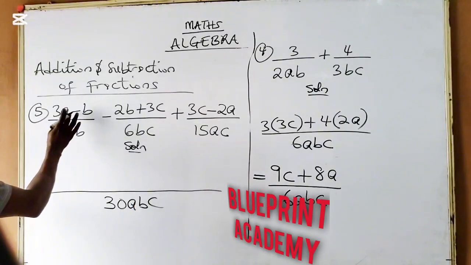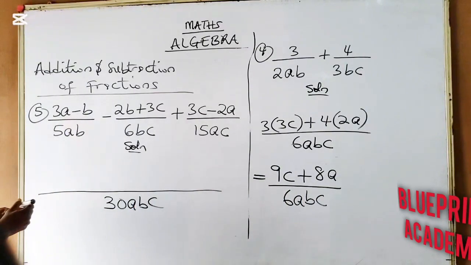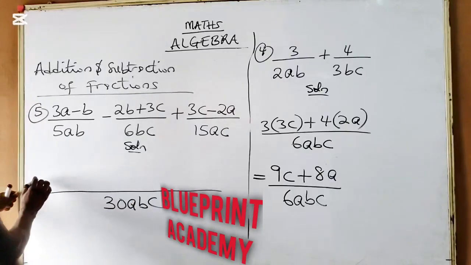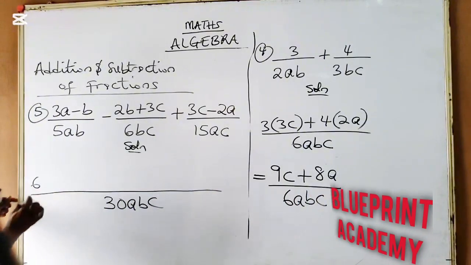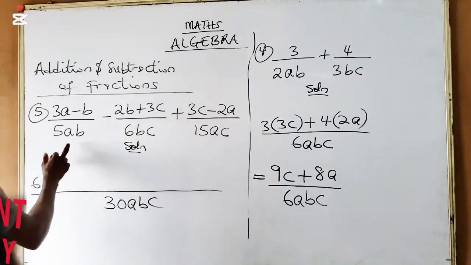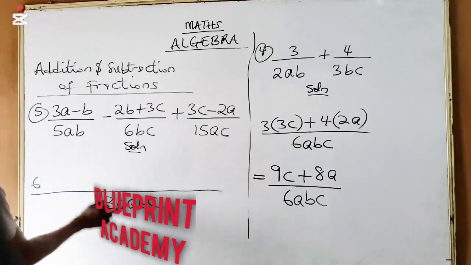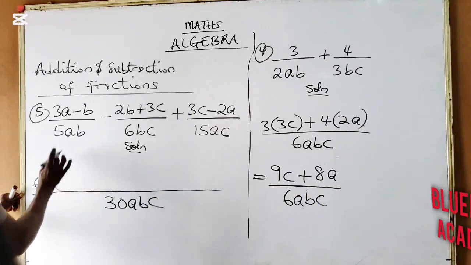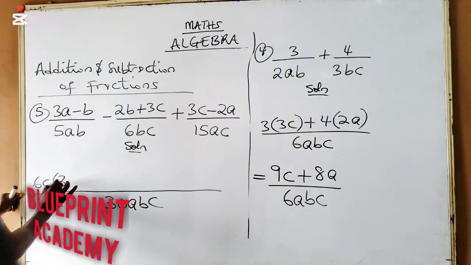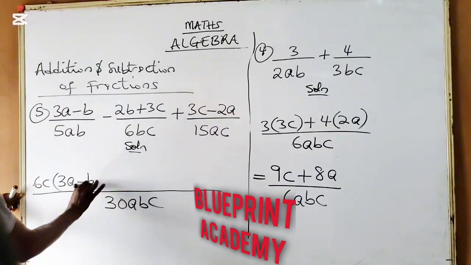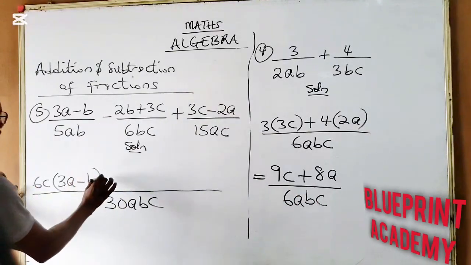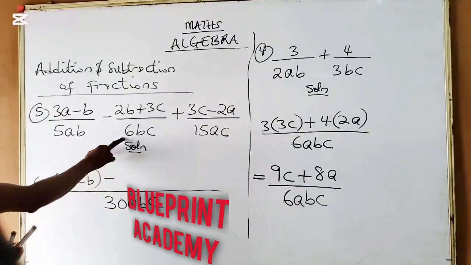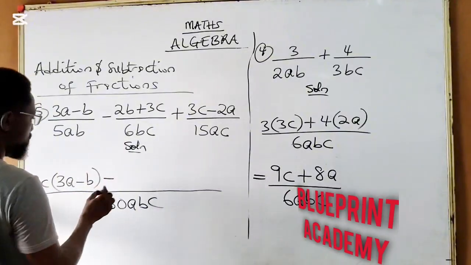So now the next thing I'll do, let's try this first. We have 3A minus B. First of all, 30 divided by 5 will give us 6. Just pay attention here now, because this one is lengthy. Then ABC divided by AB, we cancel this AB, we are left with C. So we have 6C into 3A minus B. We bring the minus sign. Then we have 30 divided by 6, and that will give us 5.